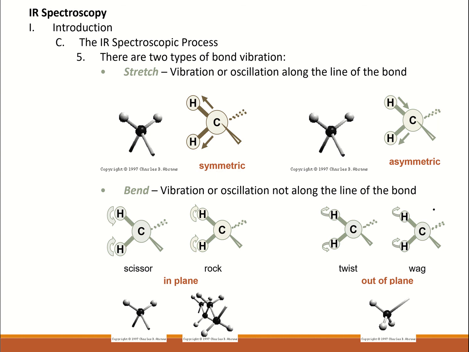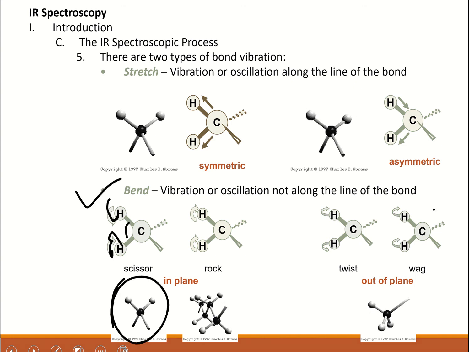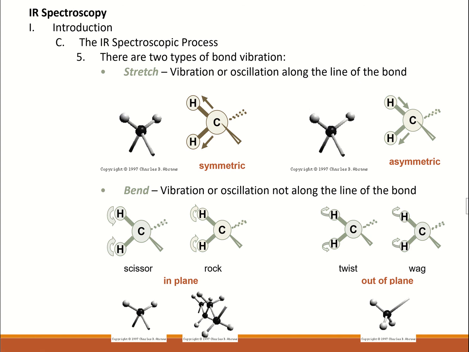Now let's talk about the next one, which is bending. Bending is a vibration characterized by a change in the angle between the two bonds. When the bonds come close to each other, the angle changes. You can see here the scissoring. This is called scissoring, when they come close to each other and then go away from each other simultaneously.